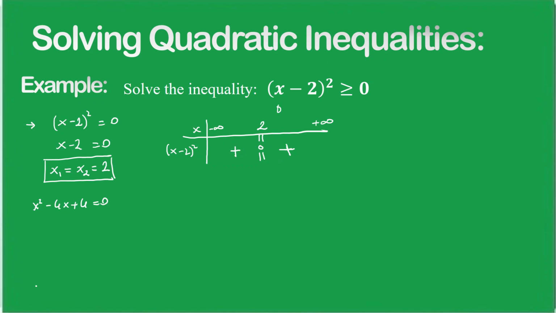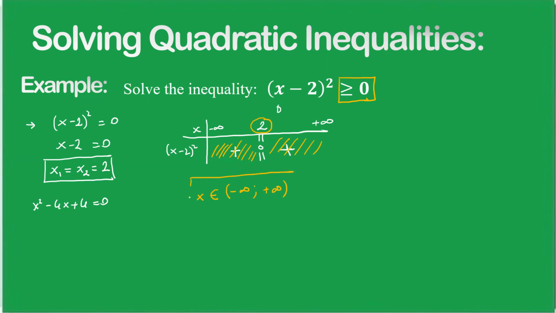What are we searching? The expression should be greater than or equal to 0. Greater than 0 is here and also here. What about equal to 0? The number 2 is also a solution. So all real numbers are solutions here, as you see. So let's write x is an element of, from minus infinity to plus infinity. This is our solution set.